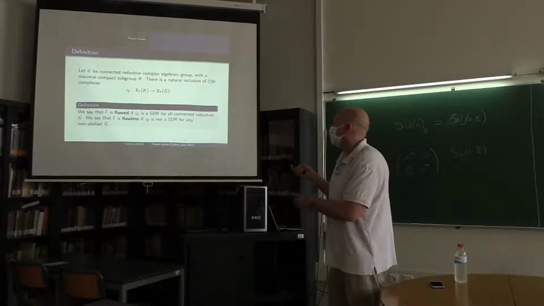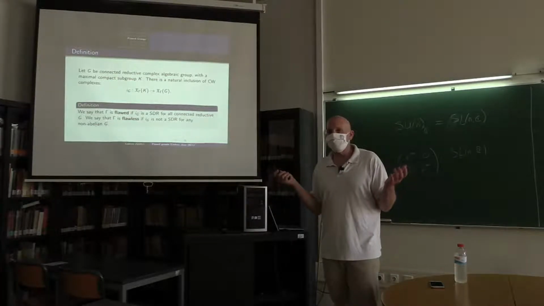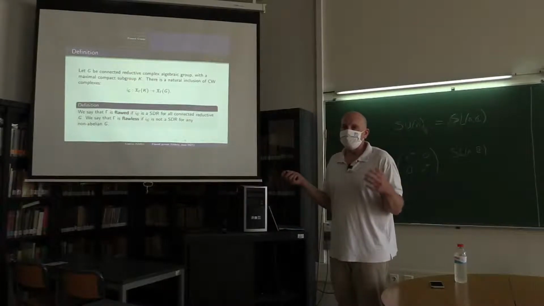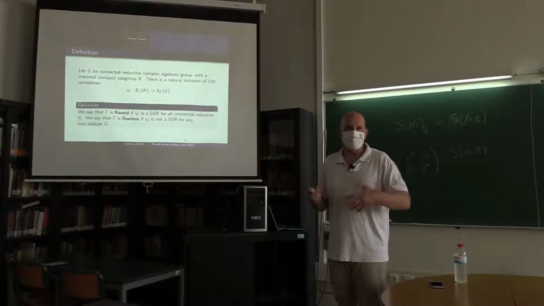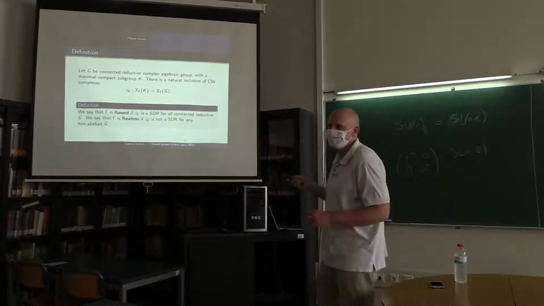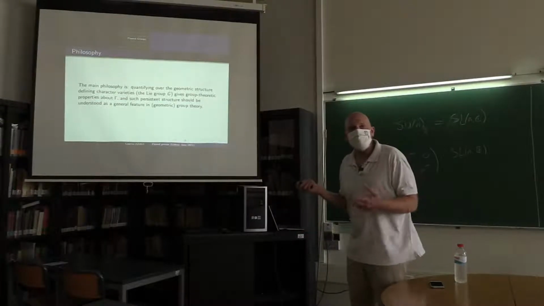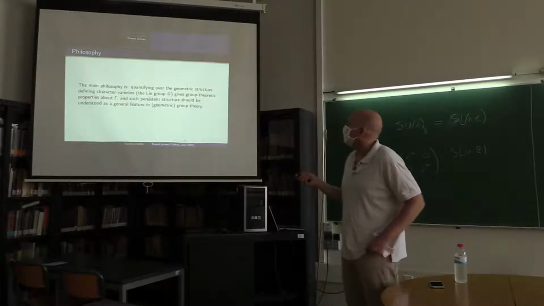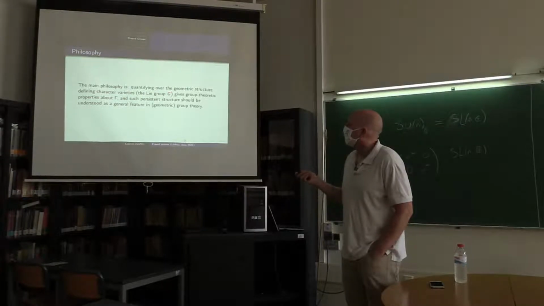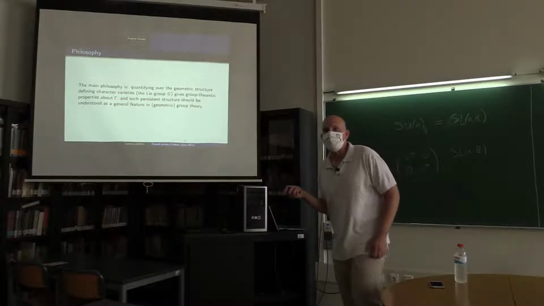And I'll say something a little bit more about where the name comes from. There's two different points of view on this name. One makes sense with respect to the word flaw being something wrong with the group, and the other is purely egotistical. So here's the main philosophy: quantifying over the geometric structure defining character varieties, namely the Lie group, gives group theoretic properties about gamma, and such persistent structures should be understood as a general feature in group theory, perhaps geometric group theory, depending on your point of view.